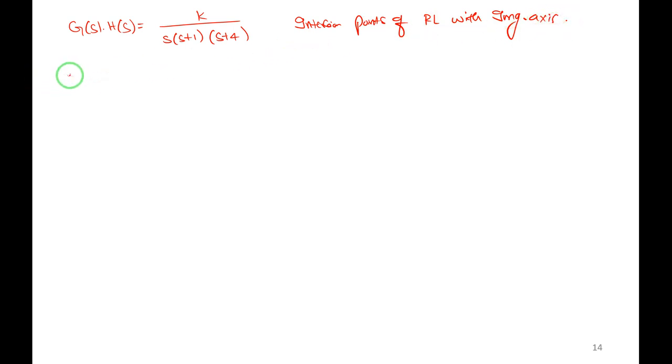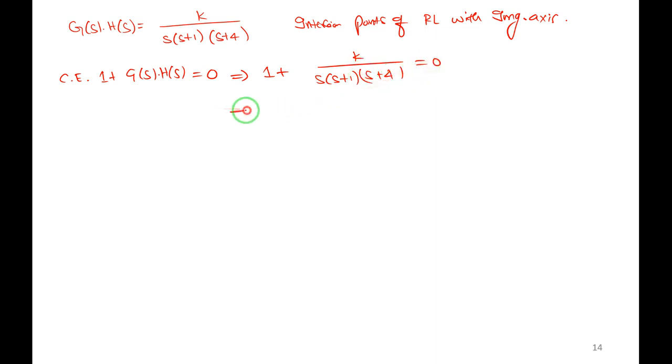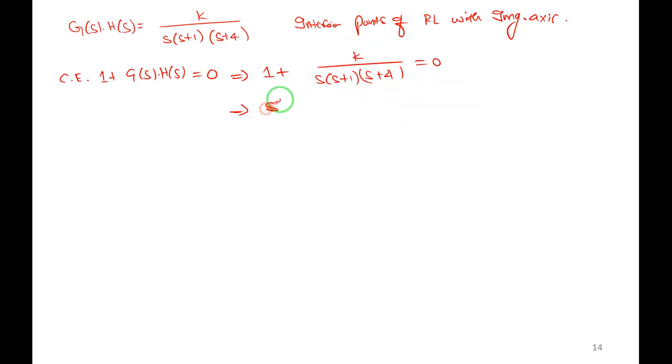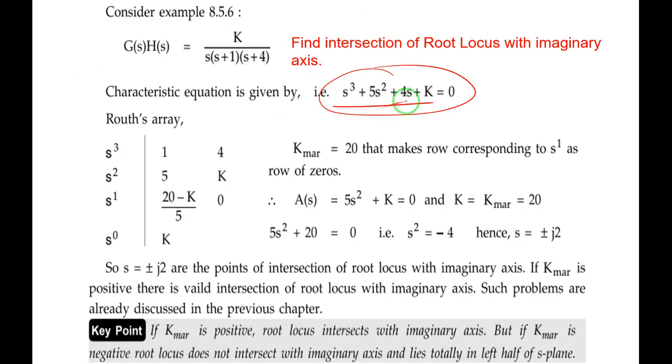First step, find the characteristic equation: 1 plus g of s into h of s equal to 0. So 1 plus k divided by s into s plus 1 into s plus 4 equal to 0. After solving this, I get the third order equation: s cube plus 5s square plus 4s plus k.